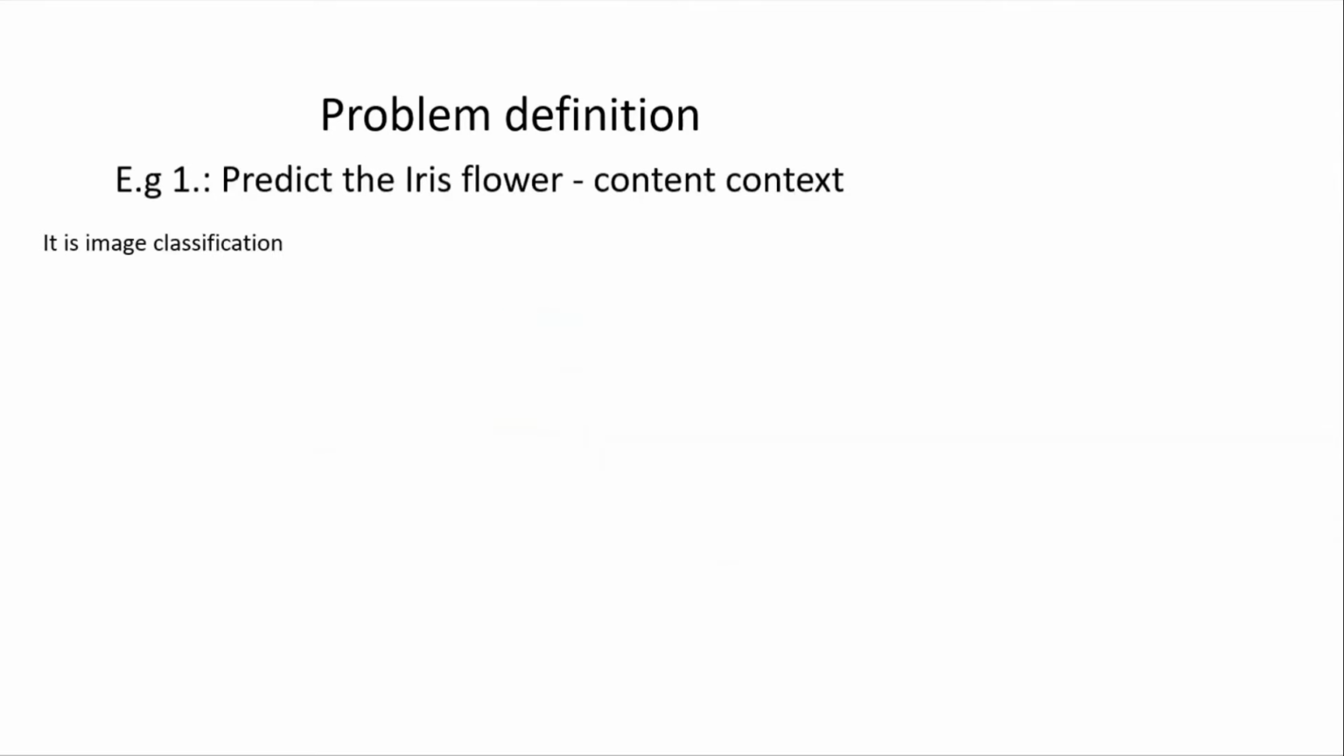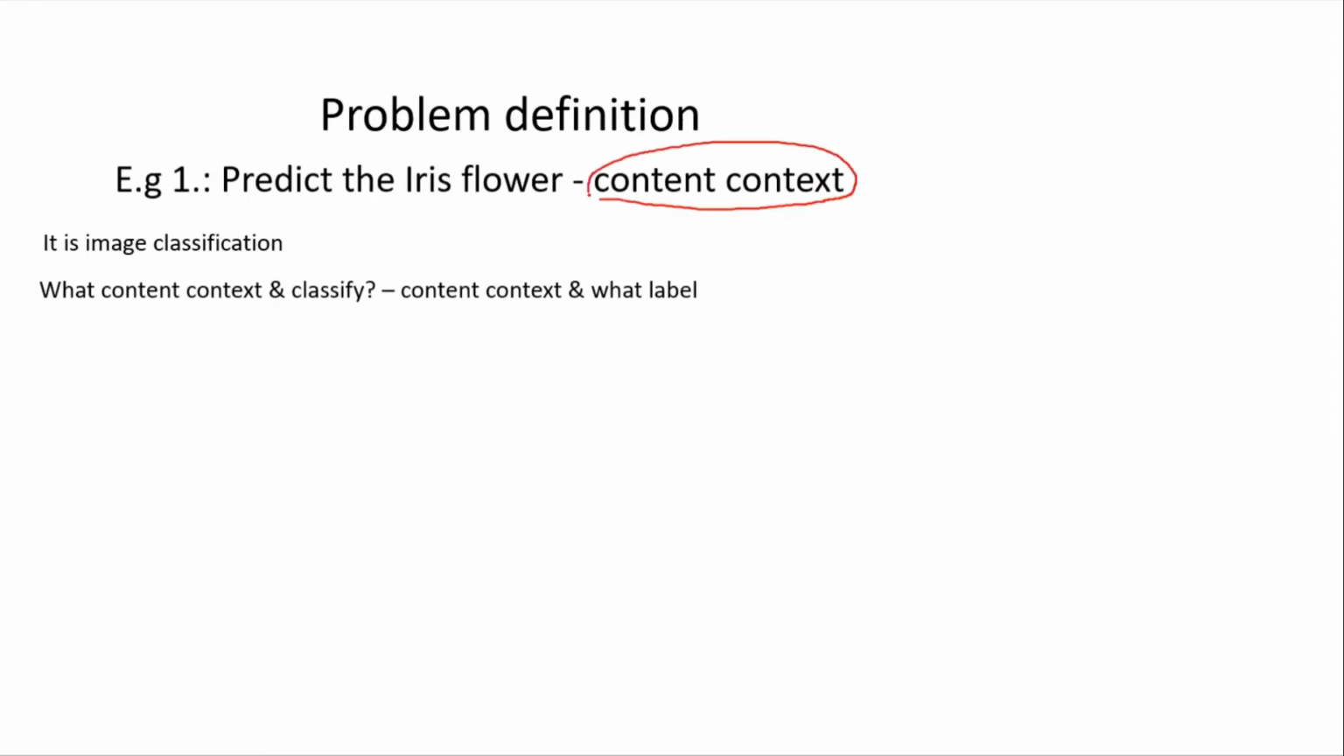Now look at this one, basically the same thing. Okay, problem definition. Your project is to predict the iris flower. The first thing you're going to see is the content. So what is the content you want to predict or recognize on the iris flower? And we decide it is an image classification.